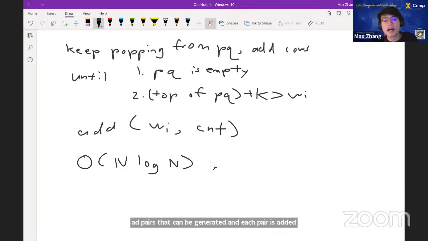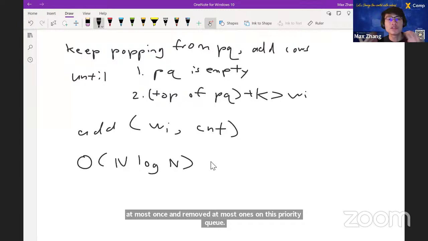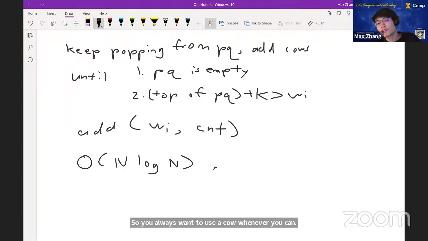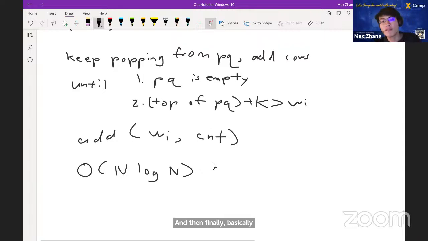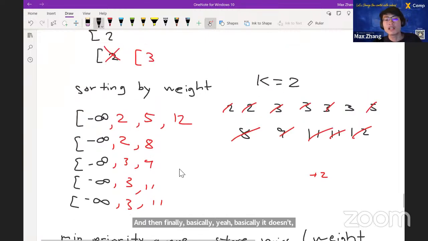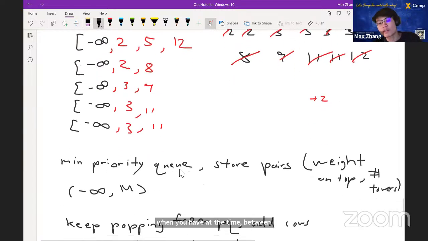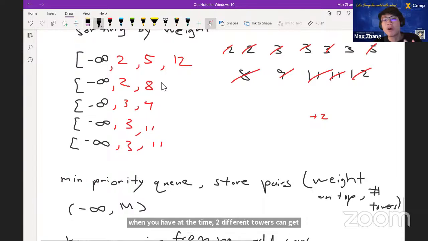And the proof of correctness of this algorithm is what I described above. You always want to use a cow whenever you can, and you always want to keep it as minimal as possible. And then finally, when you have a tie between different towers and you add it to one, it actually does not matter. So in our algorithm with the priority queue, we're always going to be adding it to the tower with the smallest weight on top.